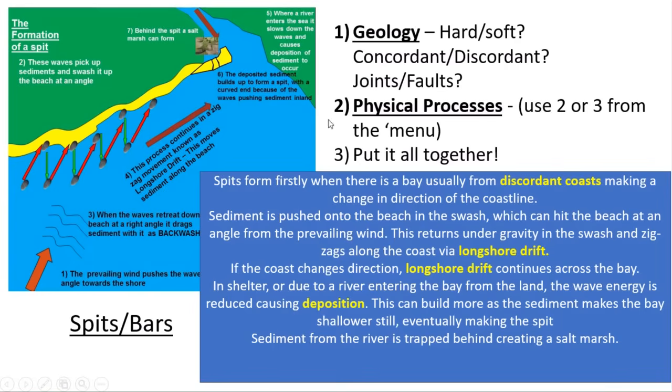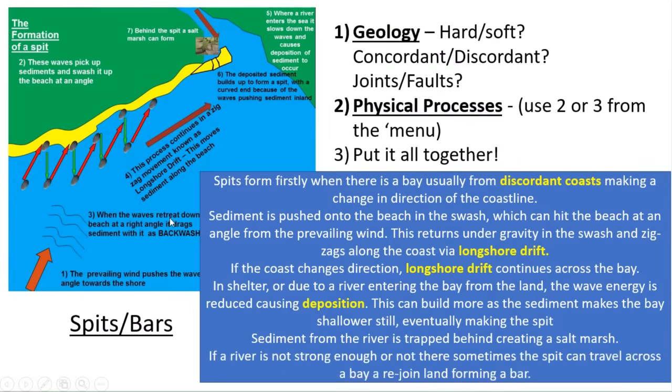Sediment from the river is trapped behind the spit, creating a salt marsh, here, where the little photo is. If a river is not strong enough or not there, sometimes the spit can travel across a bay and rejoin land, forming a bar. So that is literally the difference between a spit and a bar, that a bar goes all the way across and rejoins the land.